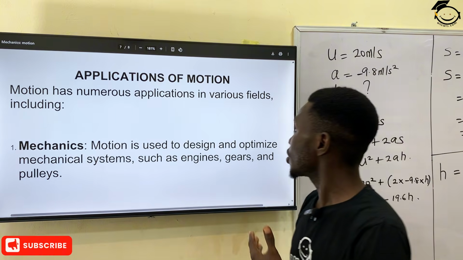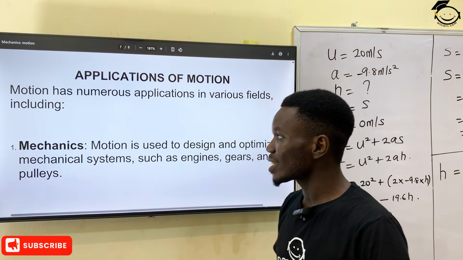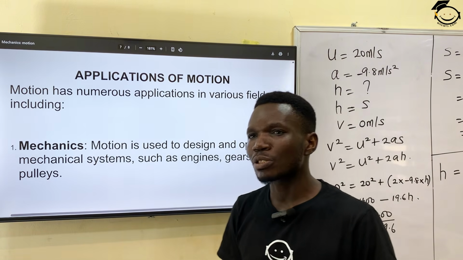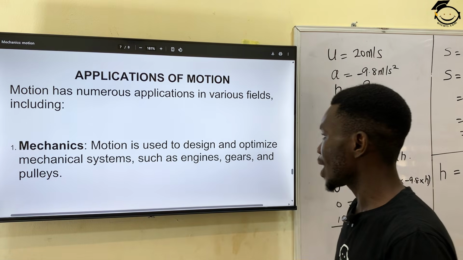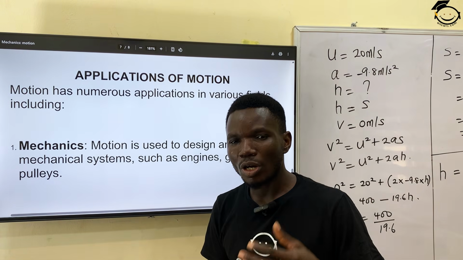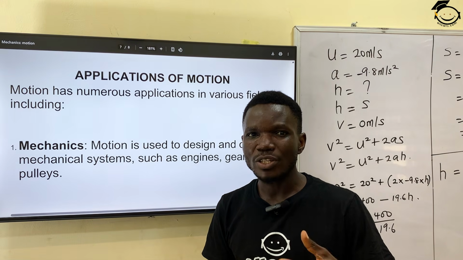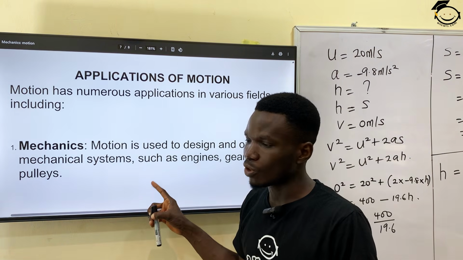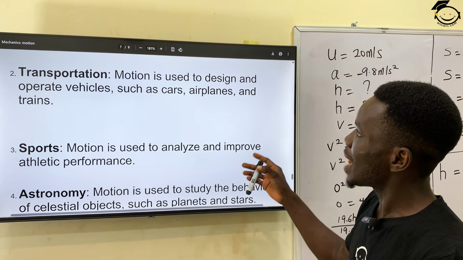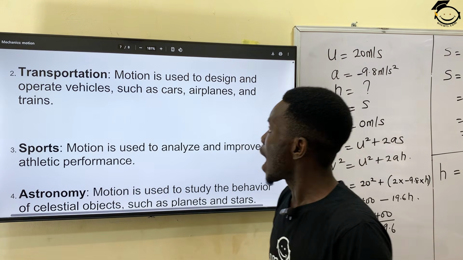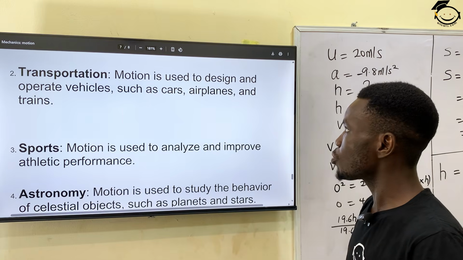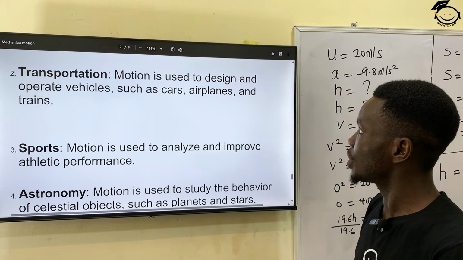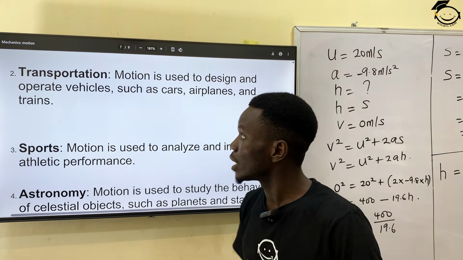Okay, moving on from there, we have applications of motion. Motion has numerous applications in various fields. First, motion is applicable in mechanics. We use motion to design and optimize mechanical systems such as engines, gears, and pulleys. Because these systems make use of moving parts, motion is applied in mechanics to ensure that these parts are constantly moving. We also apply motion in transportation, like in your cars, your airplanes, your vehicles that are constantly moving.